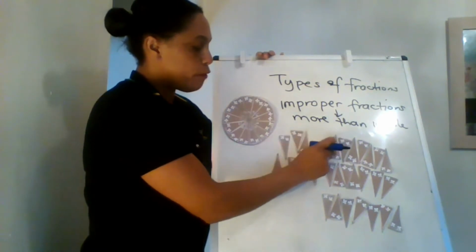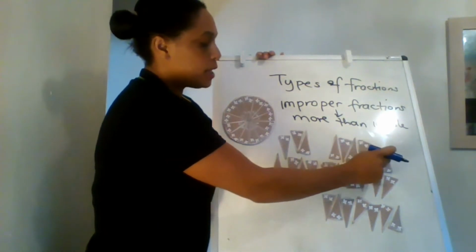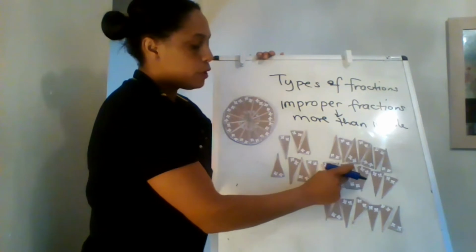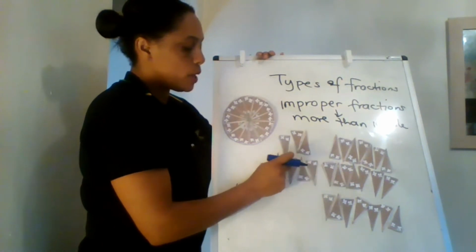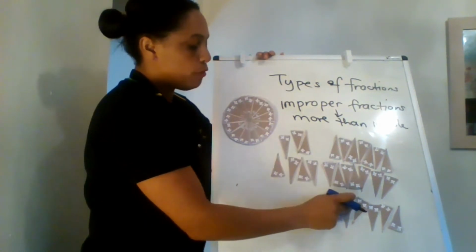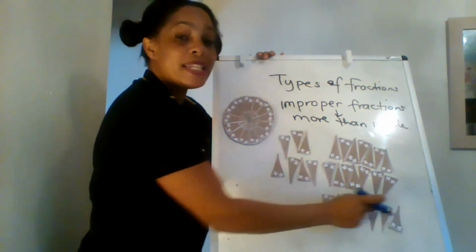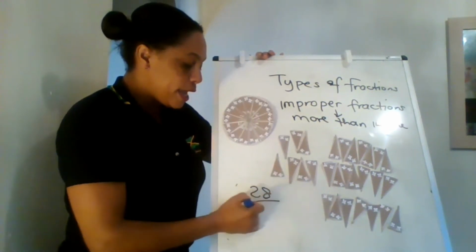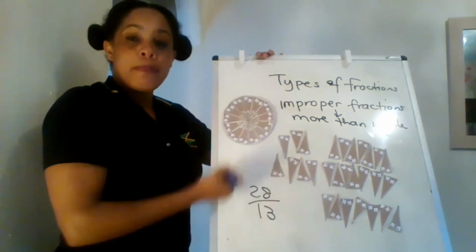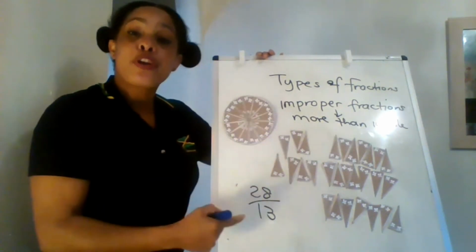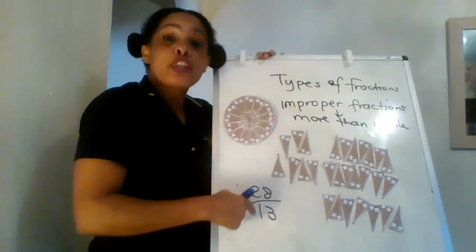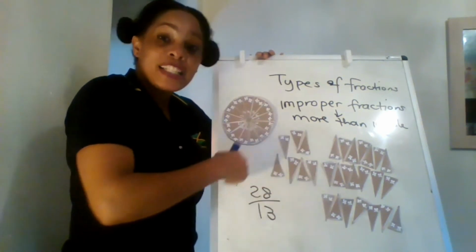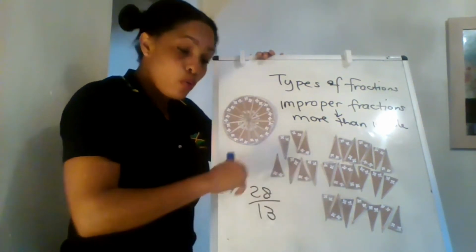1, 2, 3, 4, 5, 6, 7, 8, 9, 10, 11, 12, 13, 14, 15, 16, 17, 18, 19, 20, 21, 22, 23, 24, 25, 26, 27, 28. So I have 28 pieces left over. So 28 out of 13, because 1 piece was called 1/13. So 28 13ths I'm going to have left. So that is what I'm going to have left over.